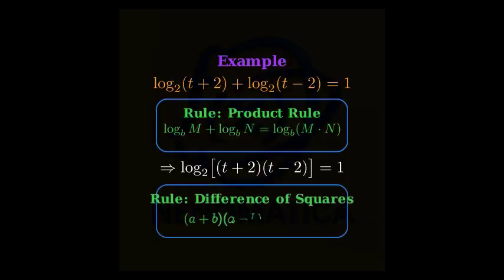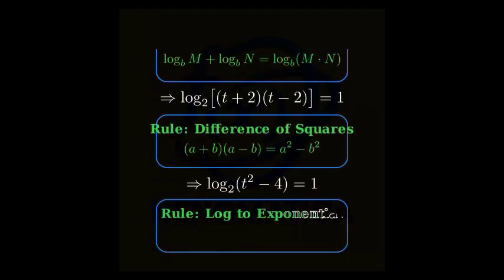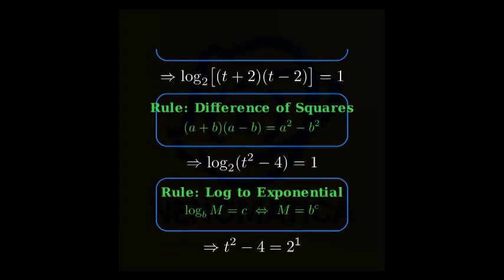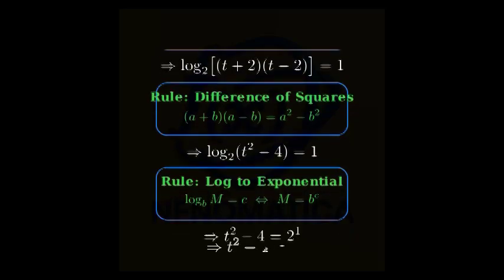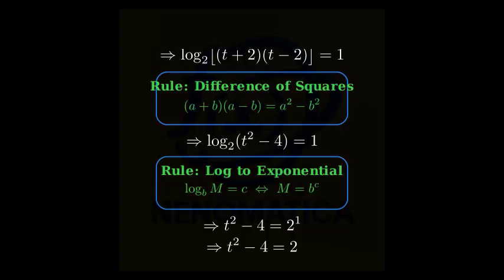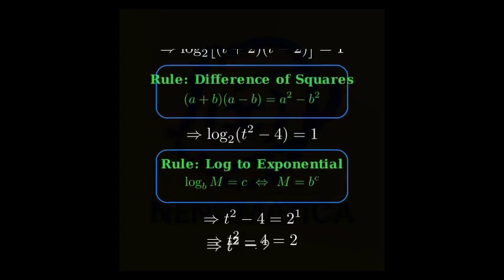Step 2. Simplify the product inside the logarithm, because t plus 2 times t minus 2 equals t squared minus 4. Step 3. Convert the logarithmic equation to exponential form. Log base b of m equals c is equivalent to m equals b to the c. Step 4. Evaluate 2 to the first power, which is 2. Step 5. Add 4 to both sides to isolate t squared. Step 6. Take square roots to solve for t.